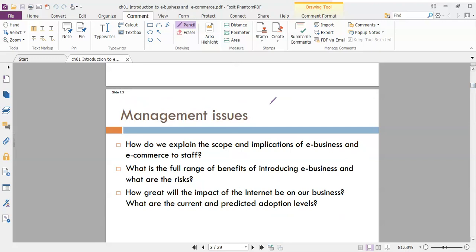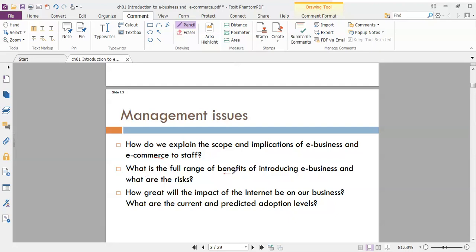So there are some management issues regarding the adoption or use of e-commerce and e-business. In management, how do we explain the scope and implications of e-business and e-commerce to staff, in order to educate all our staff in an organization to know about e-business and e-commerce? That is some of the management issues.